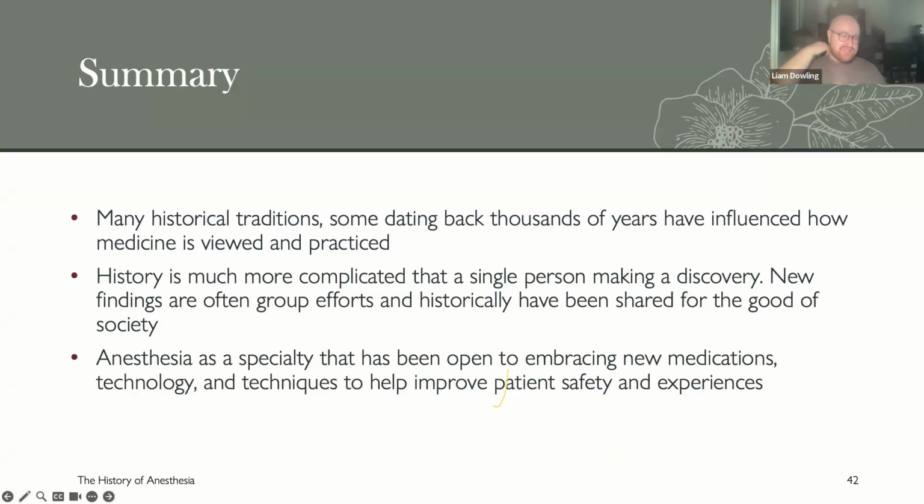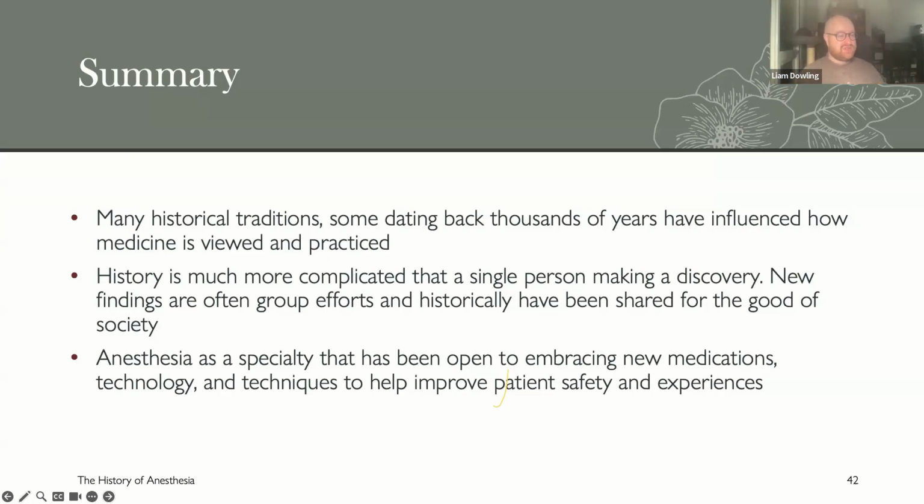So ultimately, the summary of this is that we have many historical traditions within medicine, and some of them date back thousands of years and have influenced how medicine is viewed and practiced even in our modern day. And history is very, very complex. It isn't necessarily one set of truths, and many people are often involved in the discovery of different practices, and it's never one person's sole scientific achievement. And historically in anesthesia, a lot of these discoveries were done for the greater good and spread around society on a sort of pro bono basis.